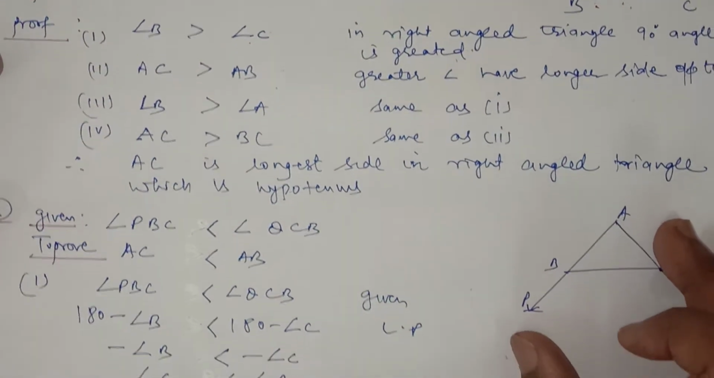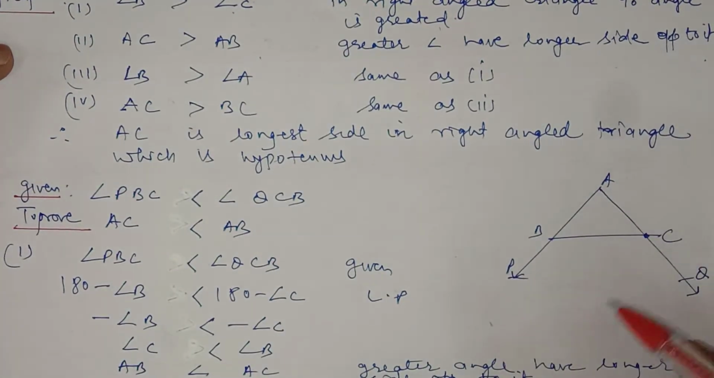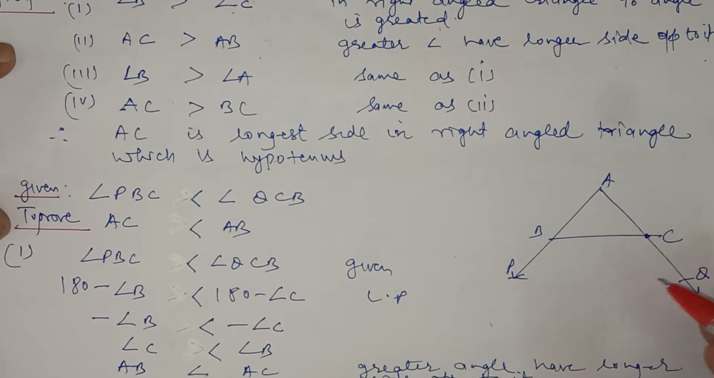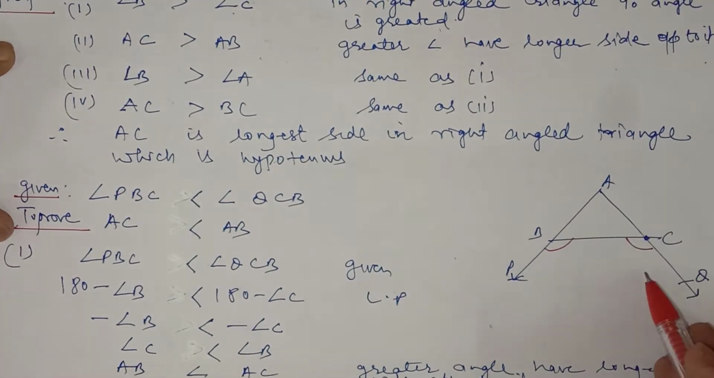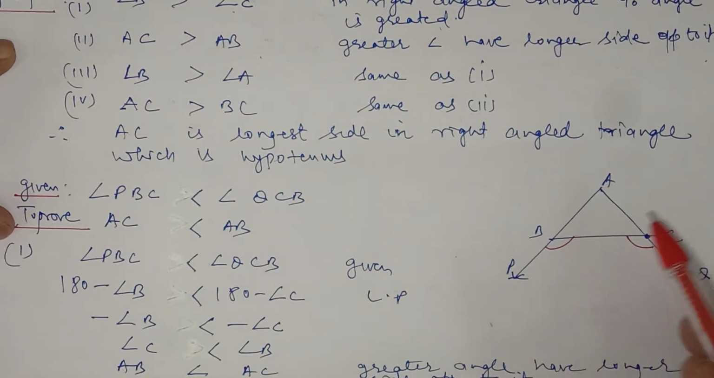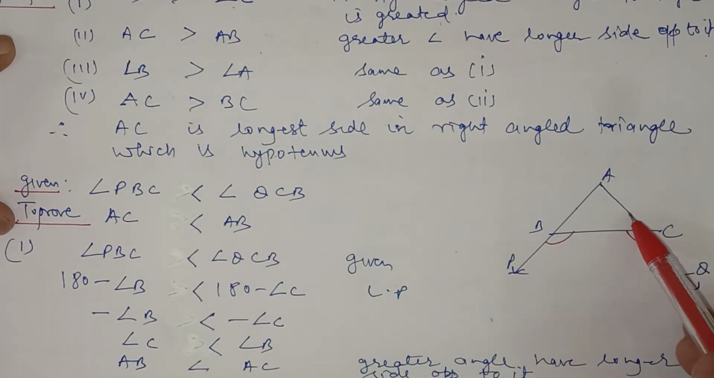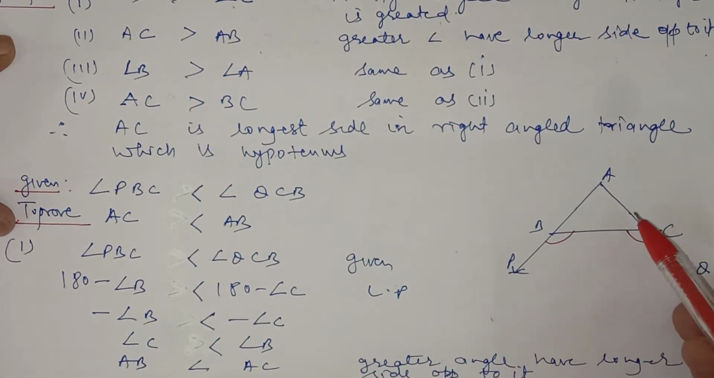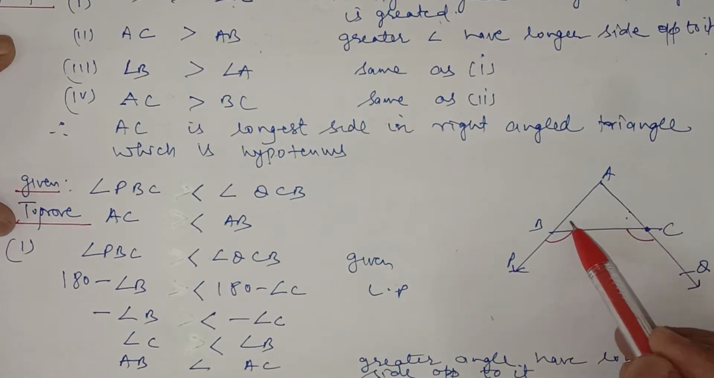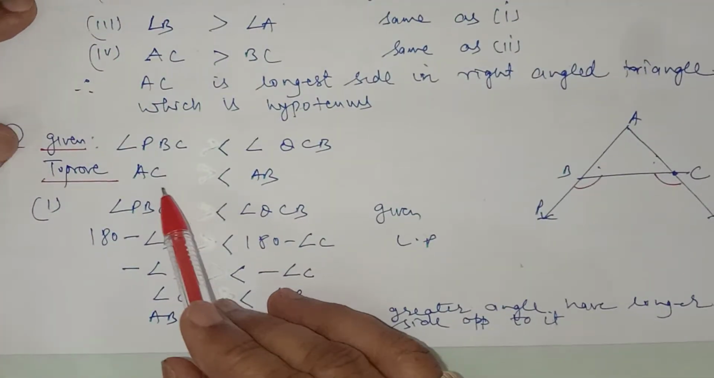Now in question number 2, it is given that angle PBC is smaller than angle QCB. Now you have to prove that AC is longer than AB. How can you prove that? If we prove that this angle is greater than this angle, then we have proved this.